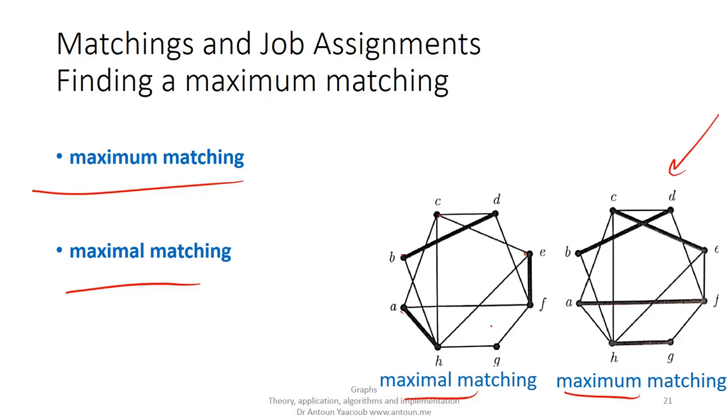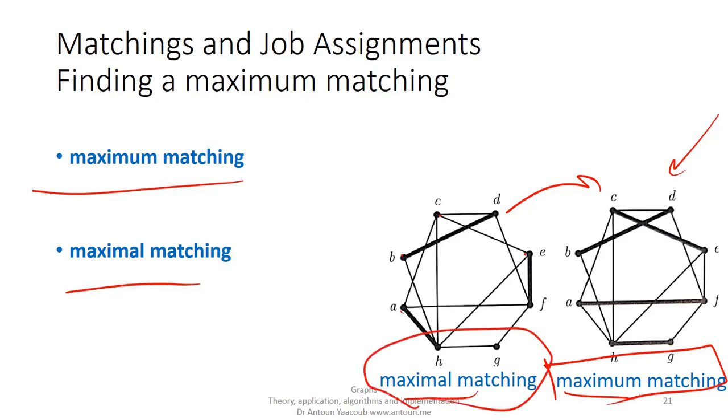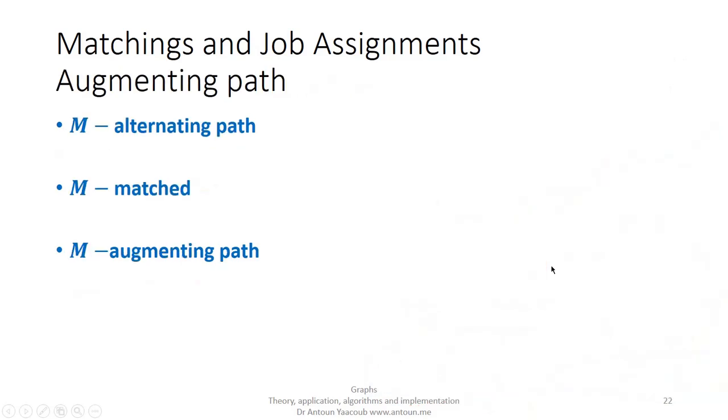However, if I had matched the vertices differently, I could have matched all the vertices. So what we are looking for is a maximum matching, but sometimes I'm obliged to settle for a smaller matching because I don't have an edge. Just pay attention to that. If I can find a maximum matching, I should find it. We'll see algorithms to find a maximum matching, obviously.